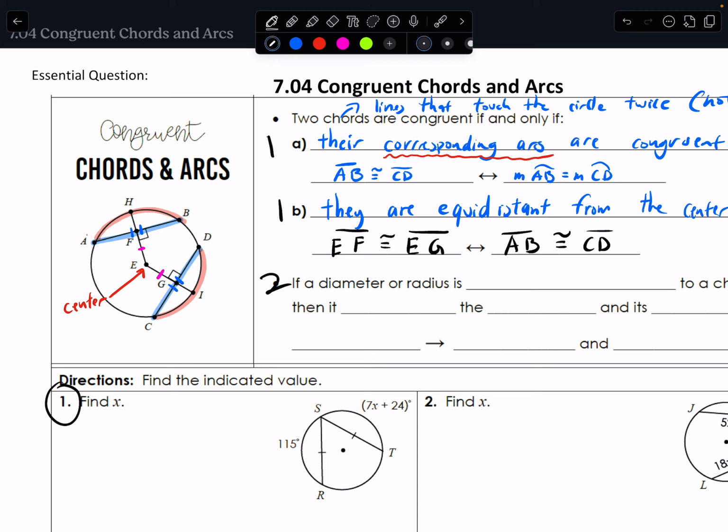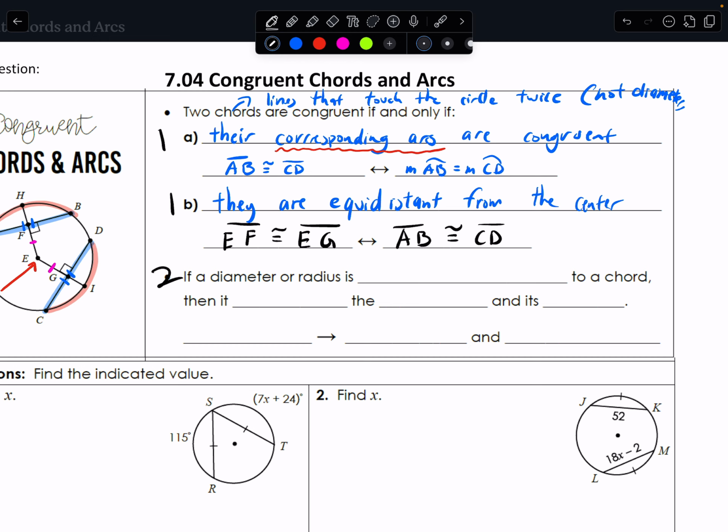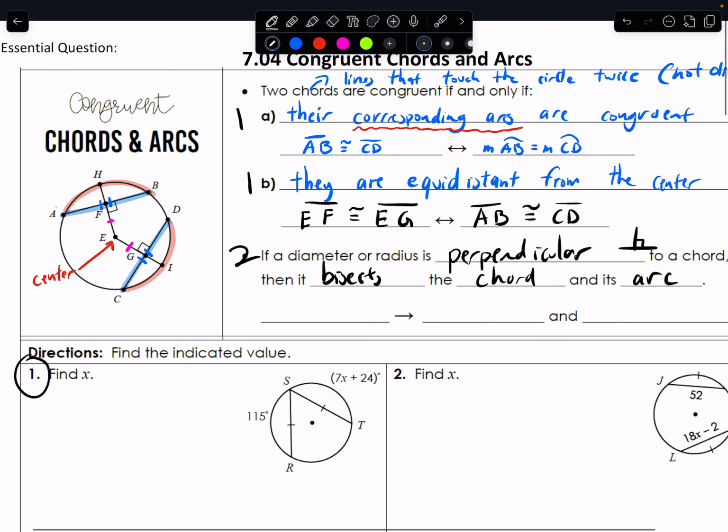The last one is going to be if a diameter or radius is perpendicular, which means 90 degrees, makes a little box, to a chord, then it bisects the chord and its arc. So first thing is if a diameter or radius is perpendicular. Let's go back to our picture. I'm going to clean this up a little bit.